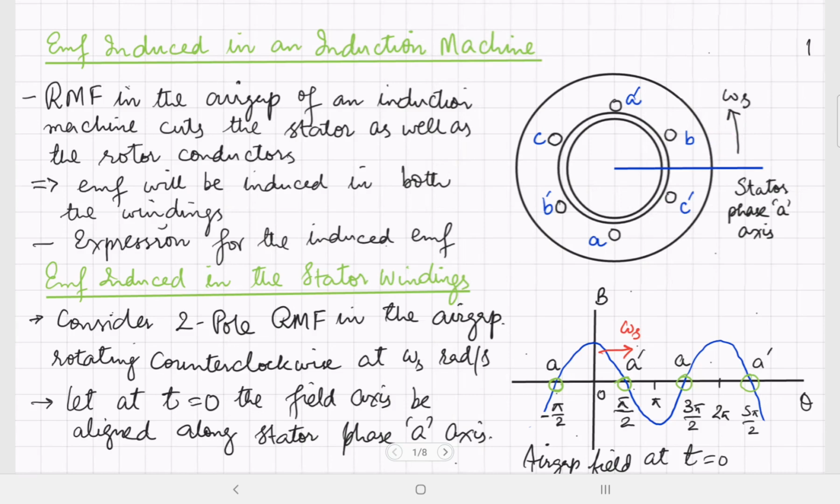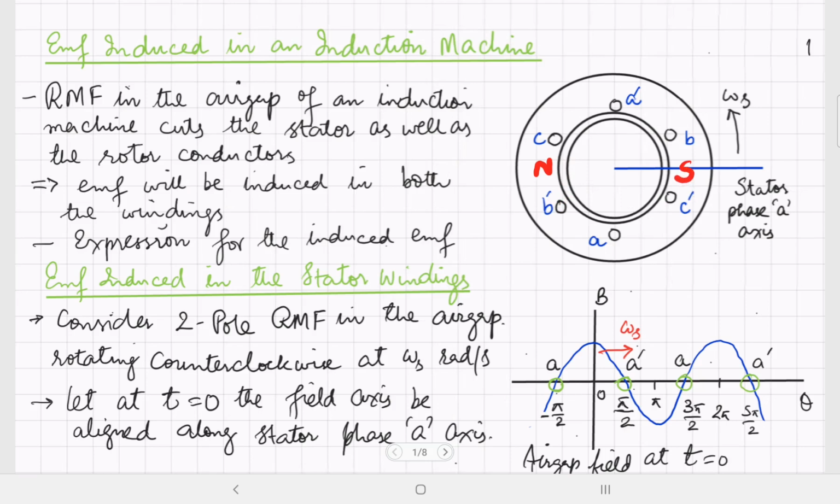And we'll assume that at time t equal to 0, the field axis of the rotating magnetic field is aligned along the stator phase A axis. This is the stator phase A axis, and the magnetic field axis is initially assumed to be along this line. It means that there will be a north pole in the left half of the stator and a south pole in the right half of the stator, and the center of the north pole will be here and the center of the south pole will be here.